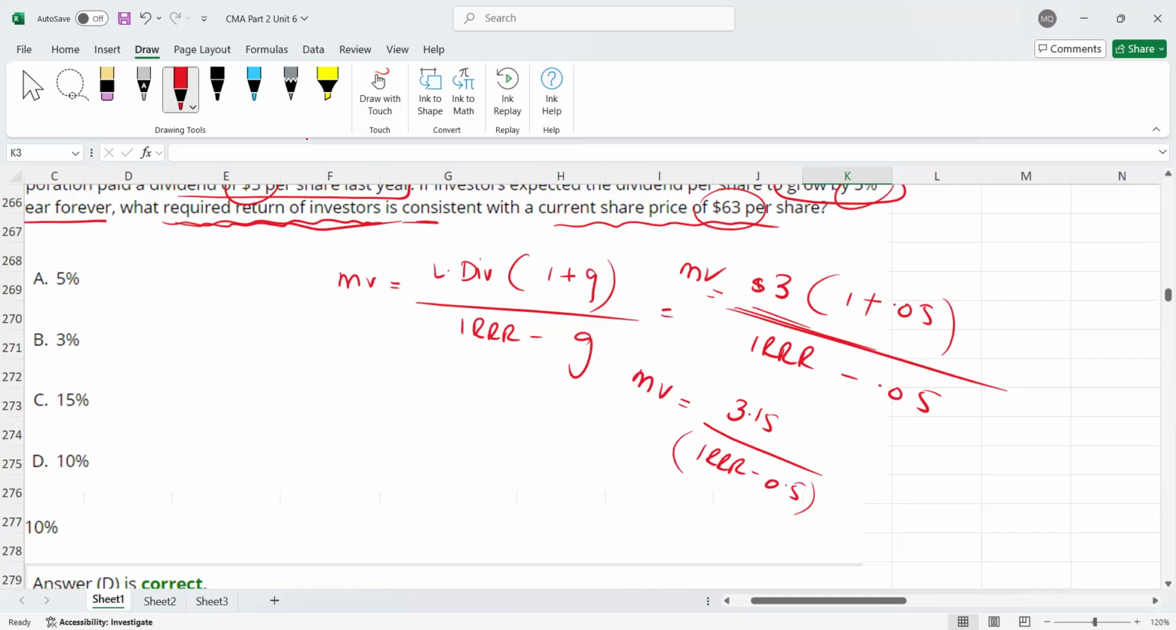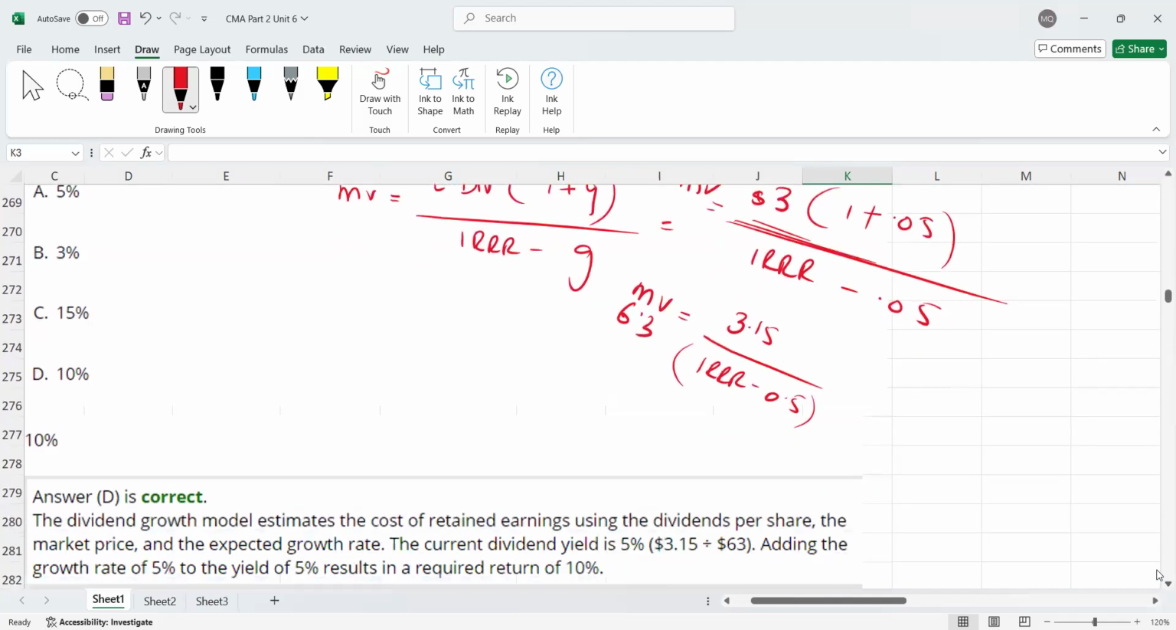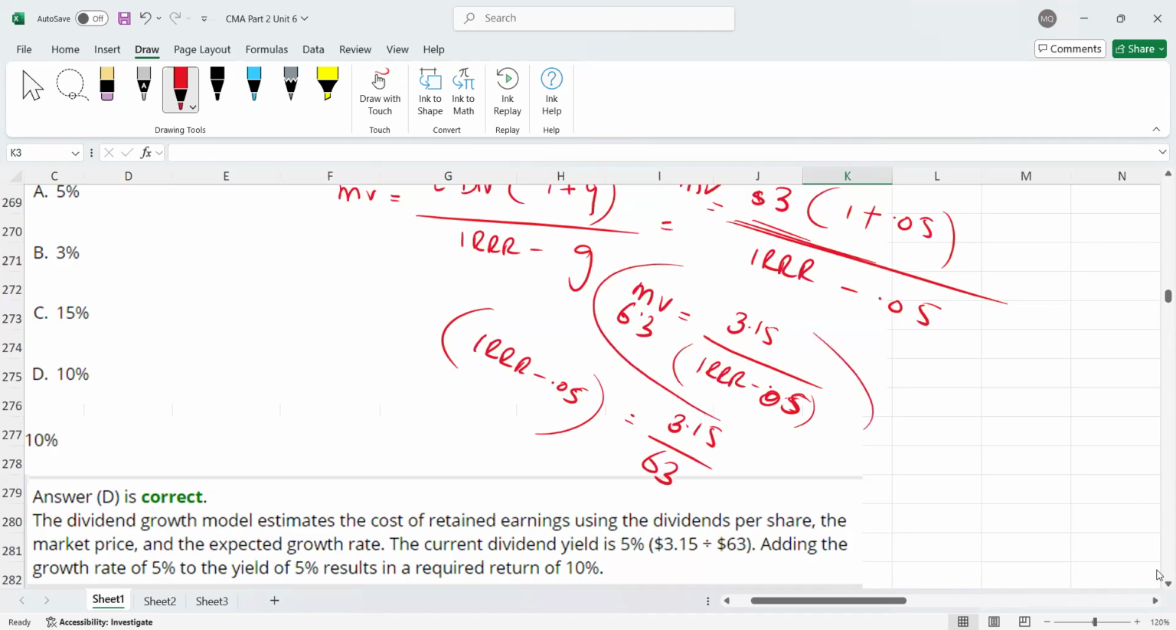And the market value of the stock is given already. How much? 63. It's given. So now can you solve the further equation here? How will it work? I'm showing the investor's required rate of return minus growth, which is 0.05, because 5%, equals 3.15 divided by market value. Market value is 63, right? This equation I'm just solving.